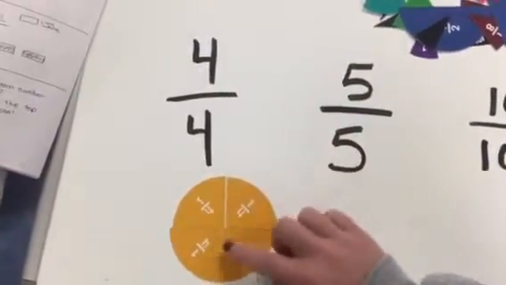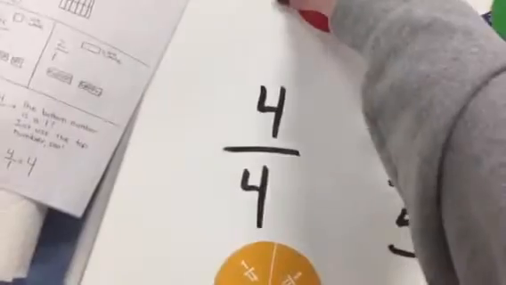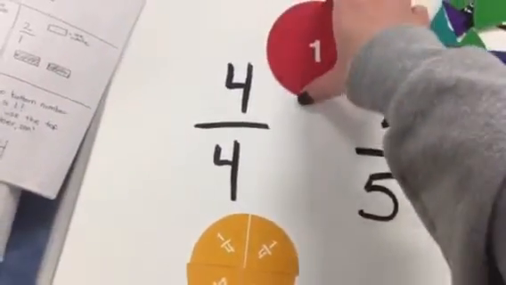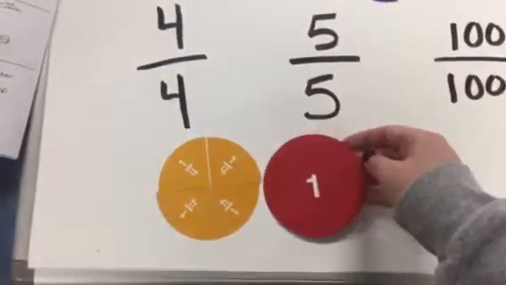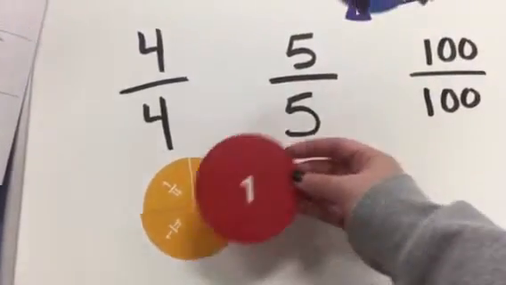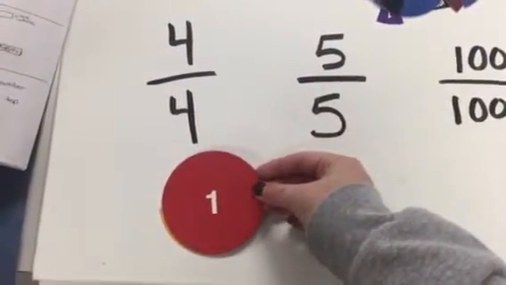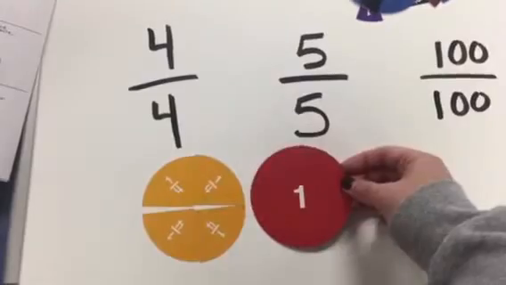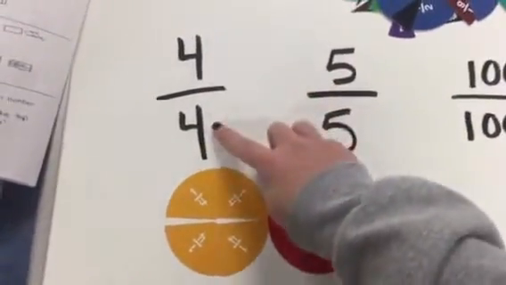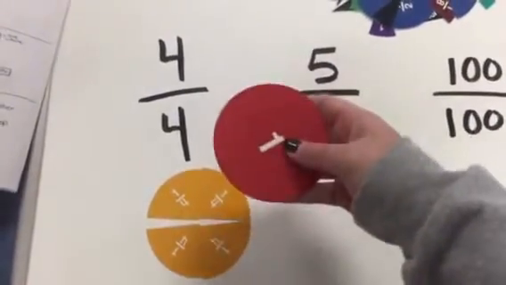Okay, so I've made the fraction 4/4. There's 4 pieces in my whole, and I have 4 of them. What do you notice about 4/4 and my 1 whole? They're exactly the same size. I could actually lay it on top. Whenever you have a fraction with the same numerator and denominator, it's equal to 1 whole.